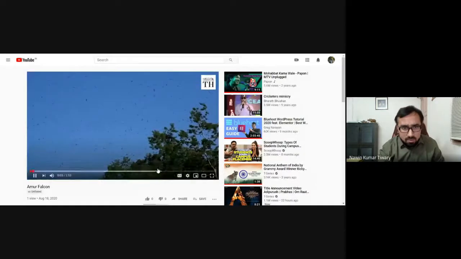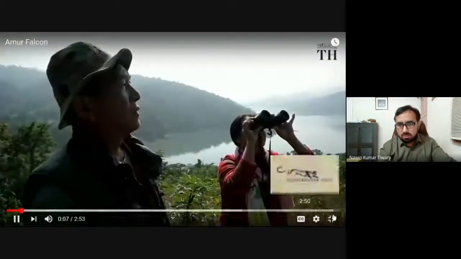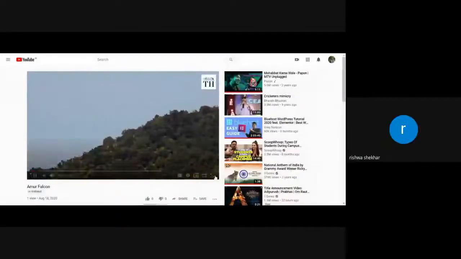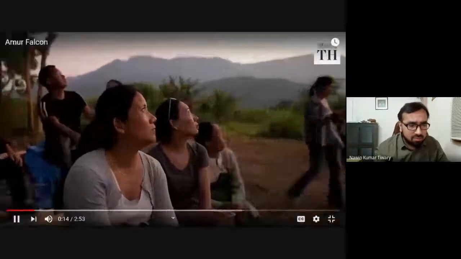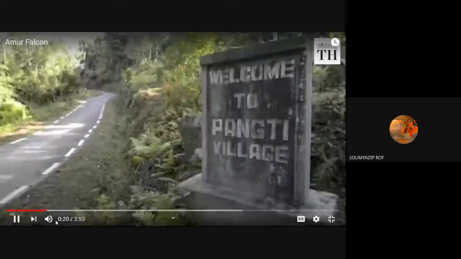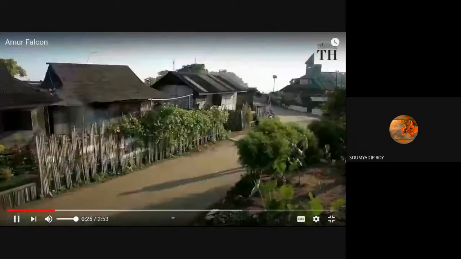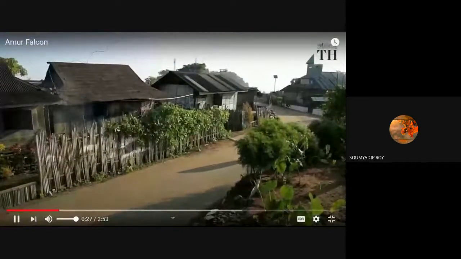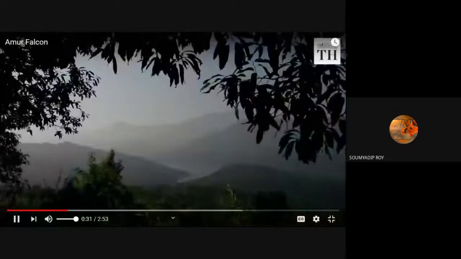Imagine traveling from Kashmir to Kanyakumari non-stop. The Amur falcons fly 7 times that distance during India migration, and that too within a few days. Russia and Africa, their last pit stop is a small village in Nagaland. Pampi village hosts the single largest congregation of Amur falcons anywhere in the world. The falcons rest for 2 months at the Doyong Reservoir before flying over the Indian Ocean towards Africa.